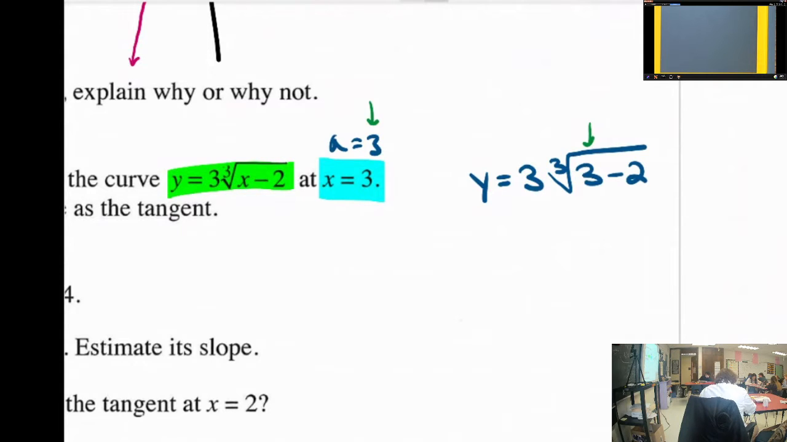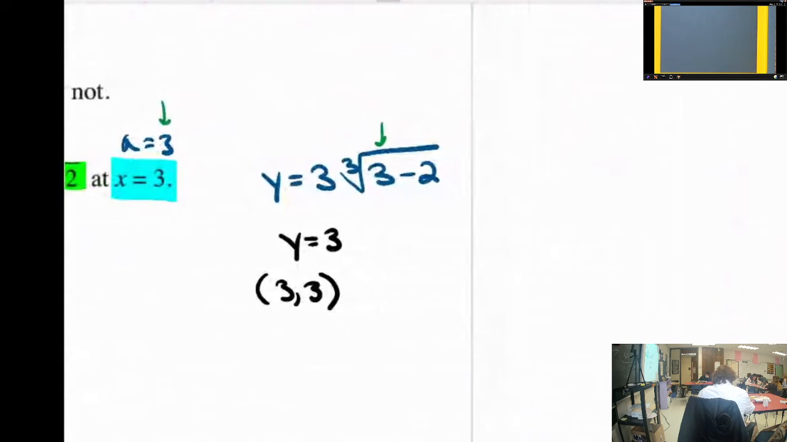3 minus 2 is 1, the cube root of 1 is 1, and 3 times 1 is 3, so y equals 3 is on this. So the point that's on the original curve that we're looking for a tangent line for is the point (3, 3). That's the point. To find the slope, we're going to need to use y prime.